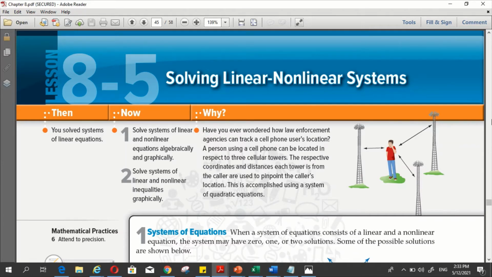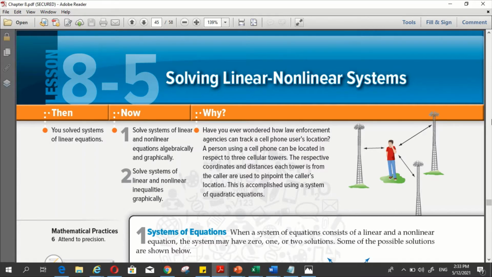Okay, hello everybody and welcome to lesson 8.5 in mathematics for grade 10. In this lesson we will talk about solving linear and non-linear systems. Sometimes we'll be solving linear and non-linear together, so let's see this.